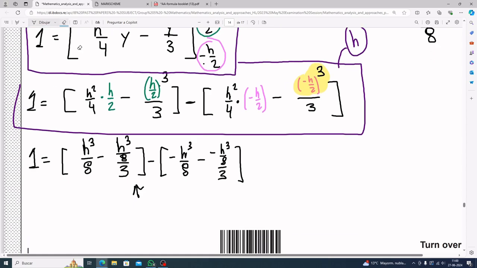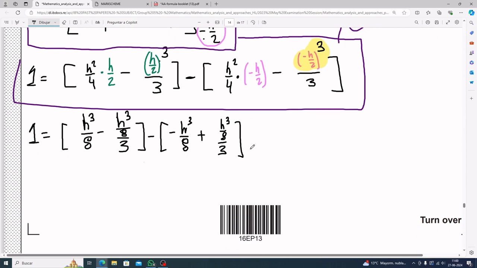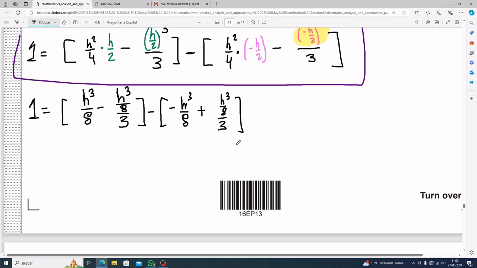And I'm just going to immediately show you guys, because you have a minus minus, really this is just going to turn into a plus. See? So careful with that. Small detail, very, very important.